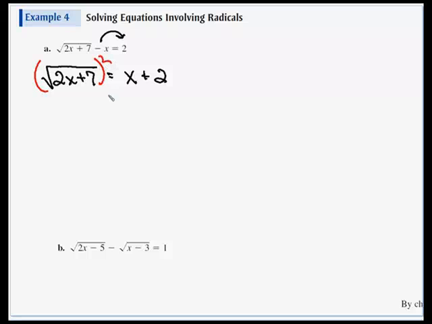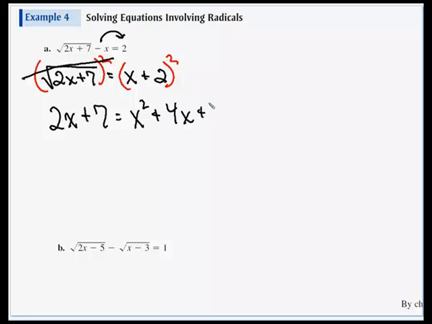So this quantity will be squared. And don't forget, this is a quantity squared. Don't just write x squared plus 4. That is a quantity to be squared that we're going to have to FOIL out. The left side's easy. The square and the square root will cancel, and we'll just be left with the 2x plus 7. And over here, we're just going to FOIL that out: x squared plus 4x plus 4.